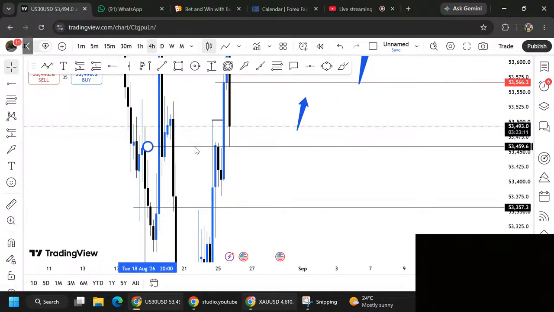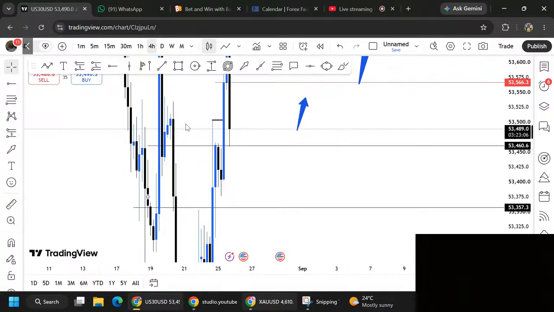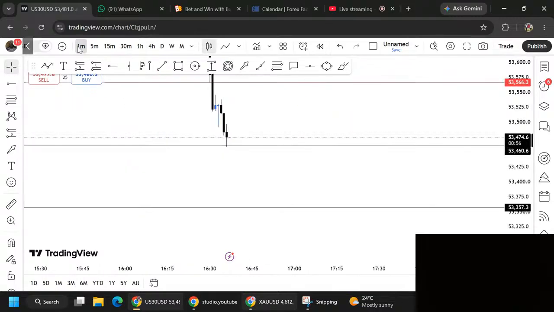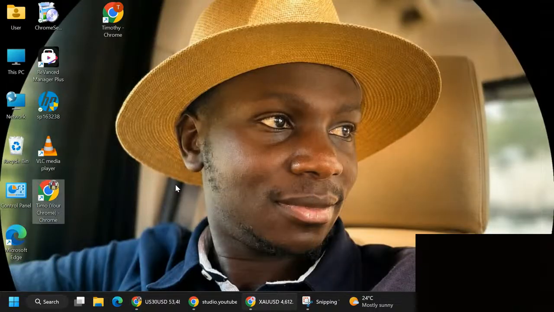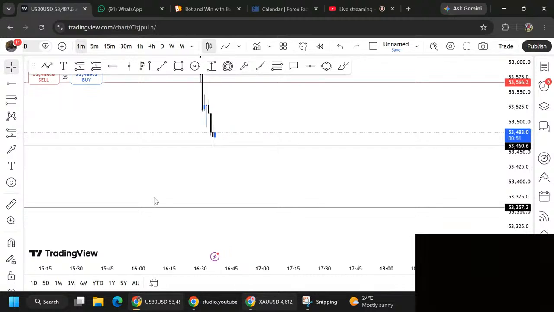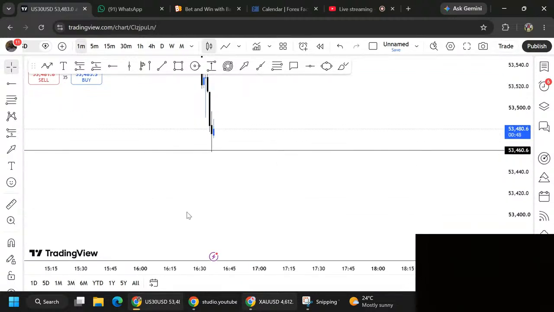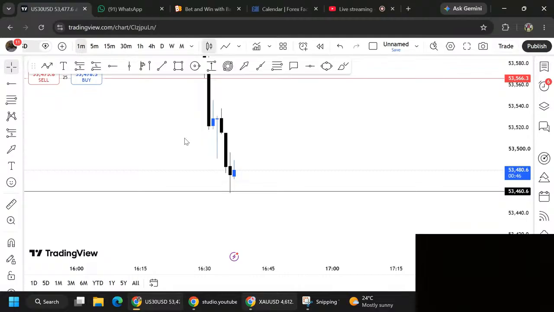So it has tapped a 4 hour level. If I can just refine the daily level over there. Okay, let's see whatever is going on in the 1 minute time frame. Sorry for that. Let's see what is going on in the daily time frame. In the daily time frame, we are having a rejection of that level.